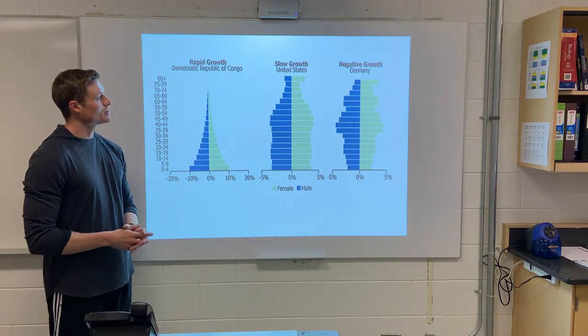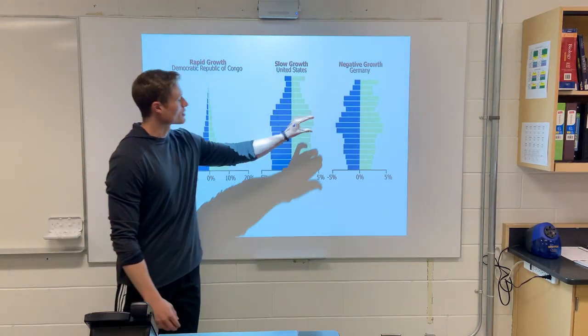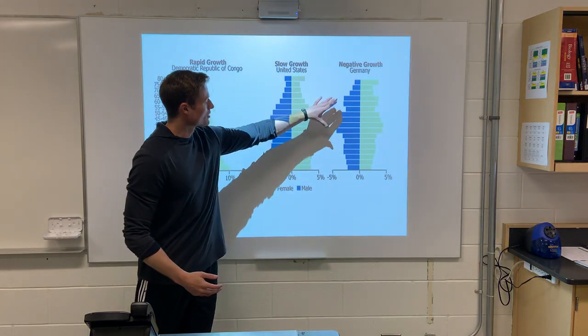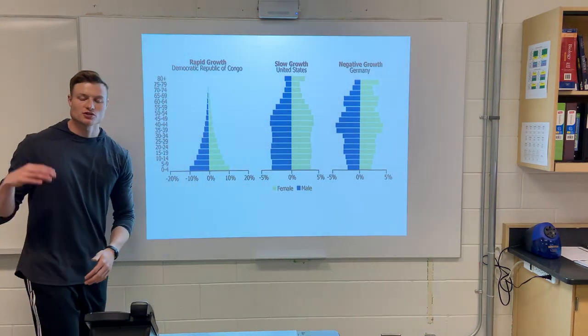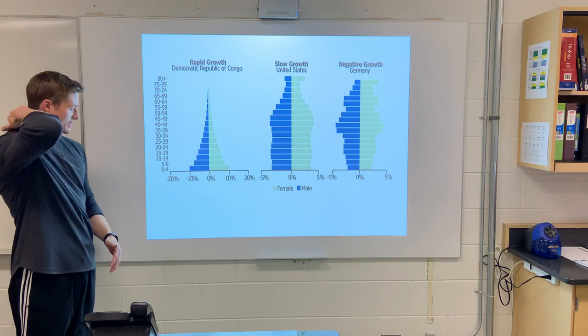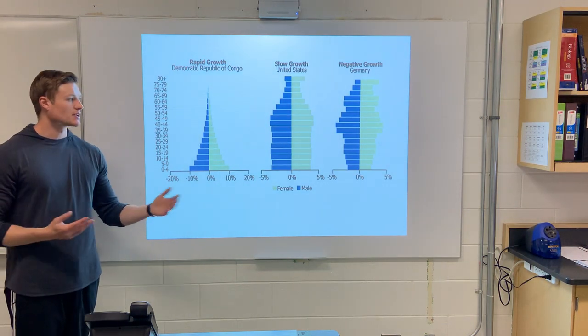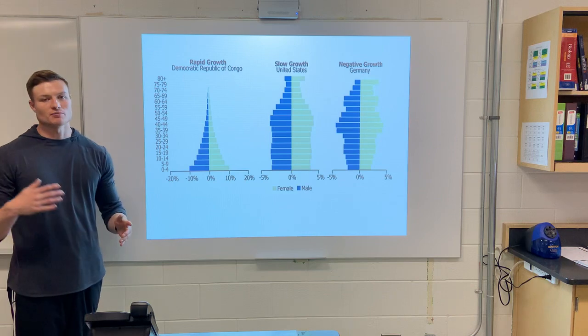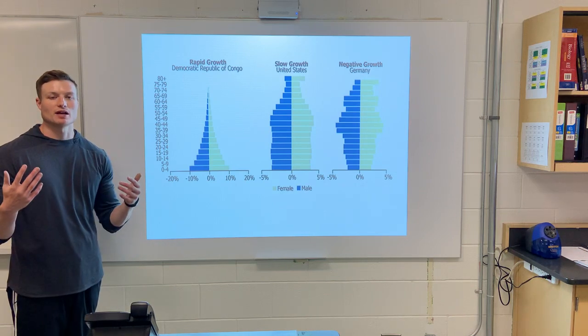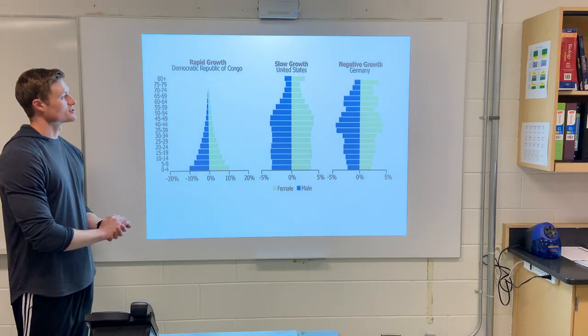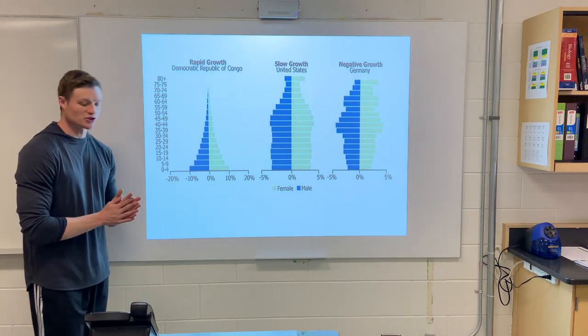And then in Germany, we have negative growth, where similar to Canada, a large portion of the population is getting older, and there's less young people entering into the population. This could be that people are waiting longer to have kids, people aren't having as many kids, and this leads into a bit of negative growth for Germany.